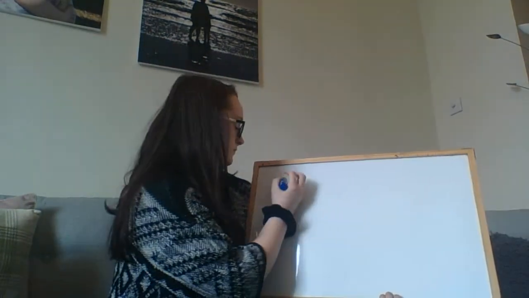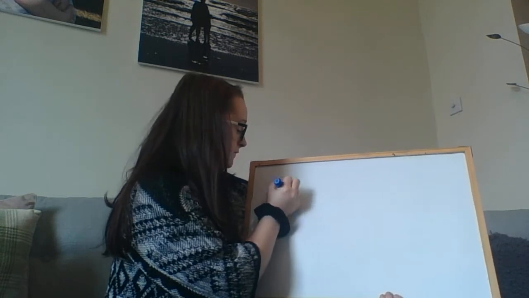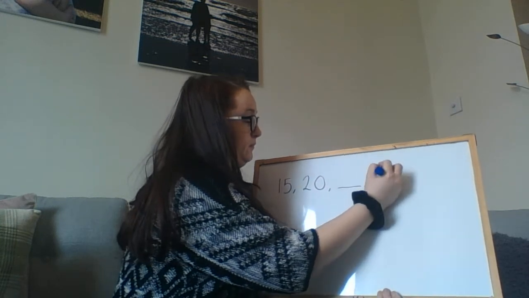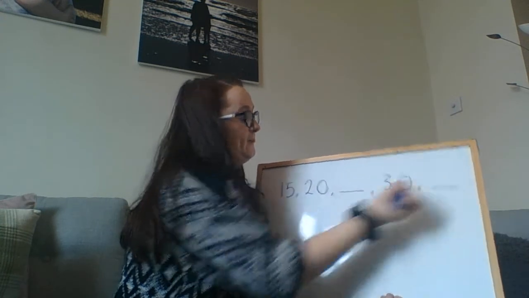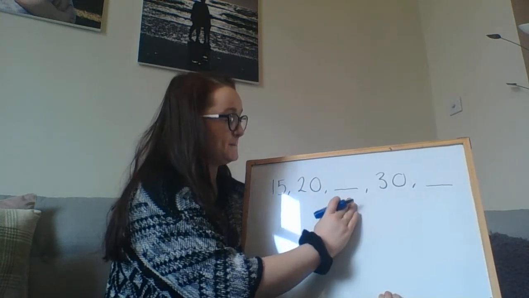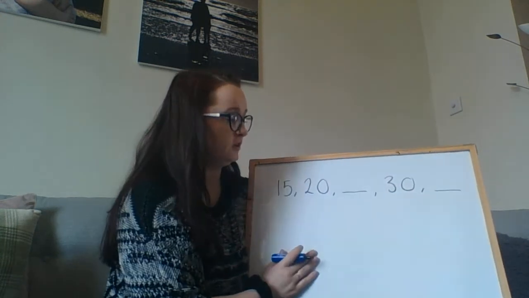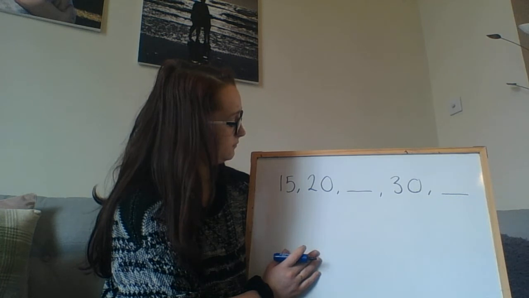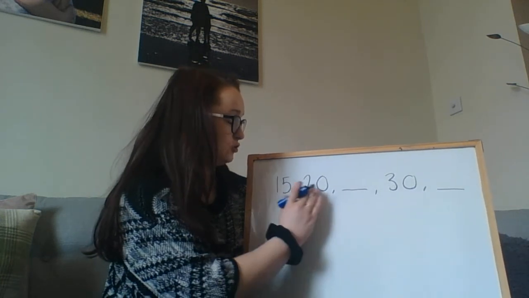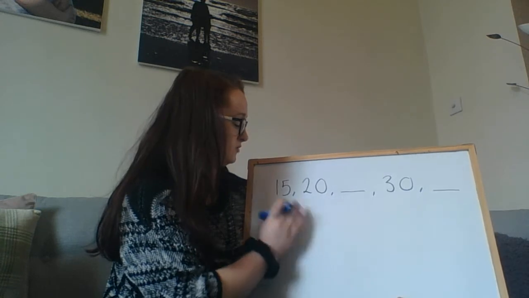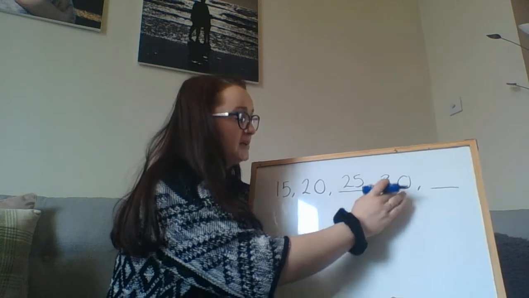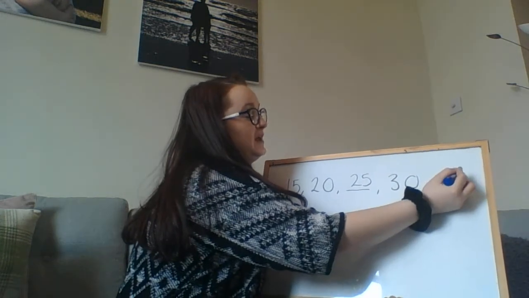So let's try this one. Let's do a 5. So let's start with 15. 15, 20, 30. So 15, 20, 30, what do you think these missing numbers might be? Pause the video if you like. So we've got 15, 20. We know that we're counting in 5s from that jump. So 15, 20, 25. Well done if you got that right. 30. Add 5 more. 35.